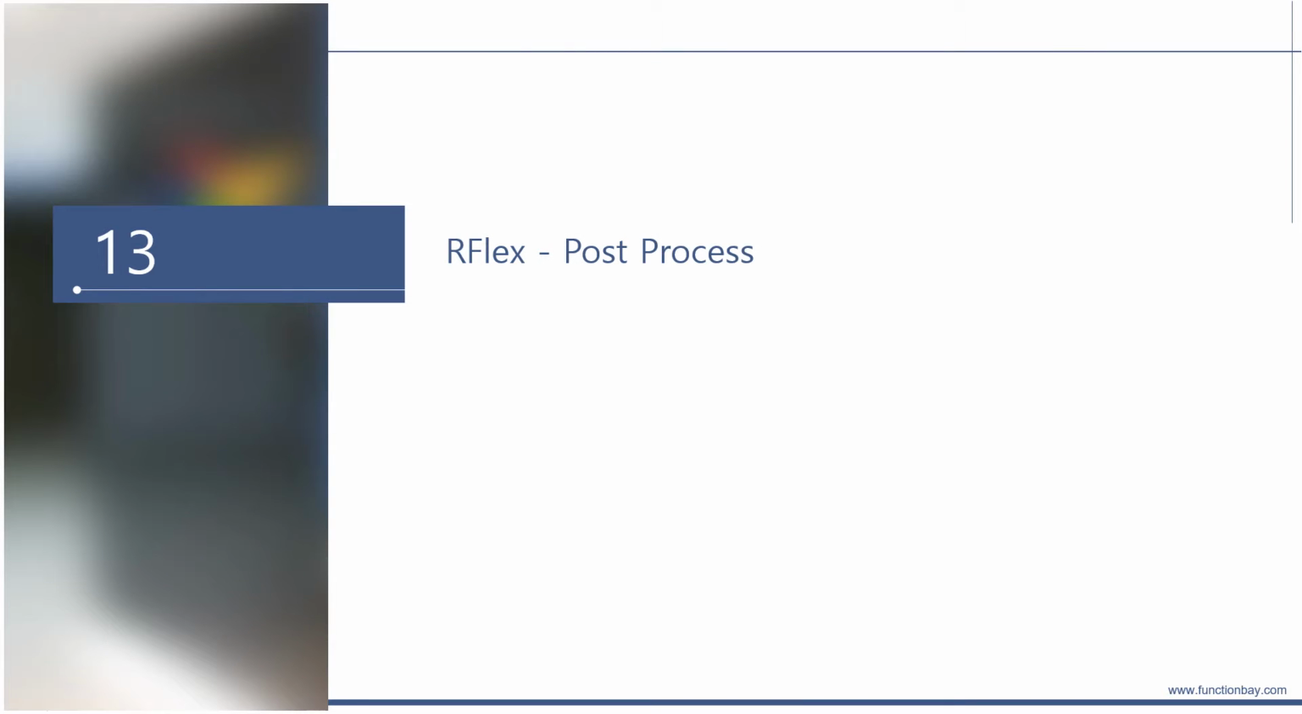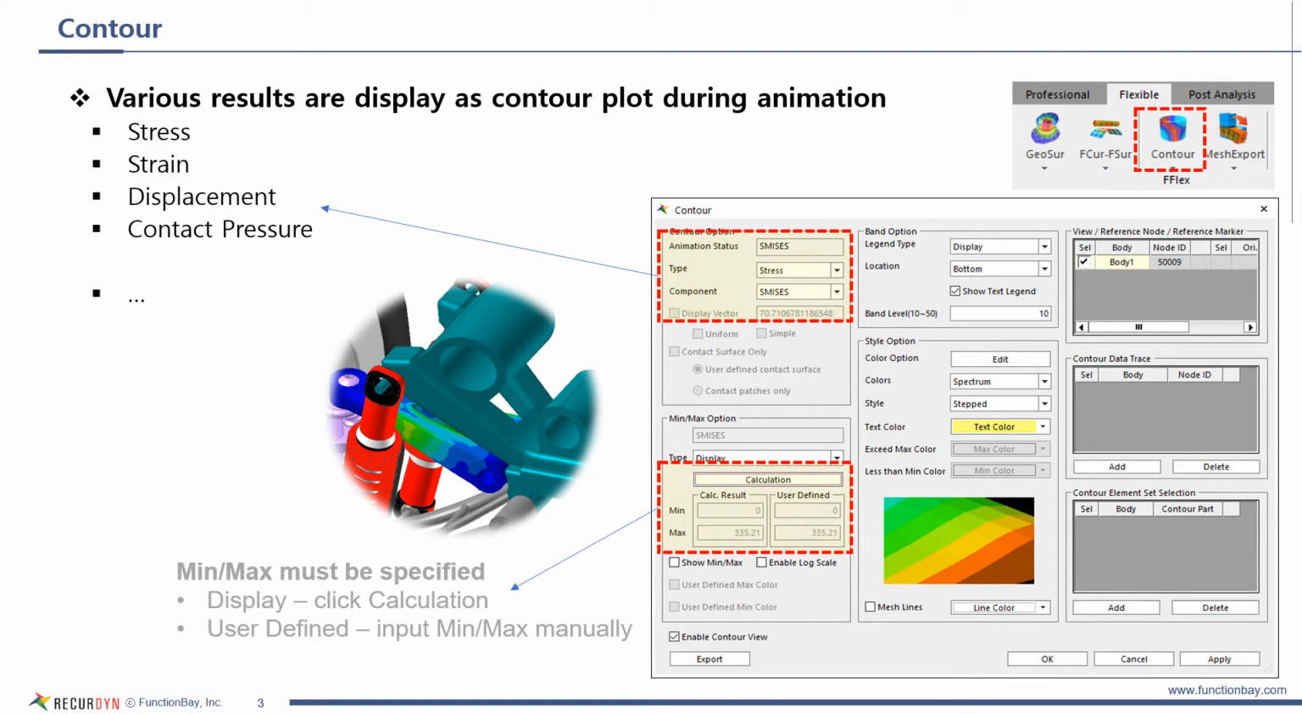This is the last lecture about RFlex. Let me talk about RFlex post-process. How to use contour plot of RFlex is similar to FullFlex. The various results of RFlex can be checked using contour plot. You can check strain, stress, displacement, contact pressure, and so forth.